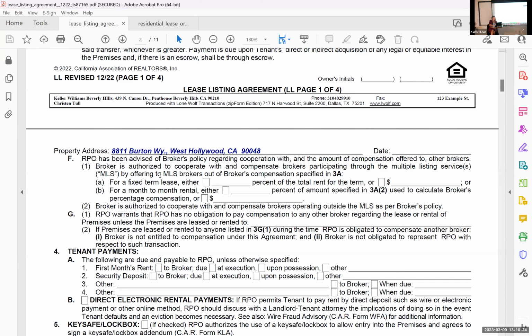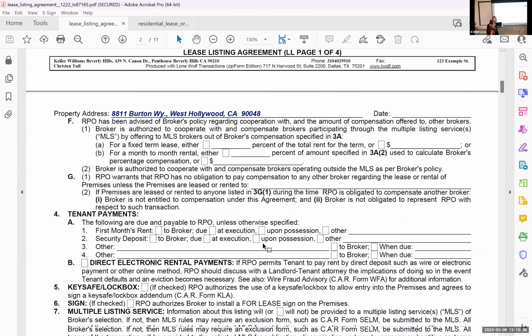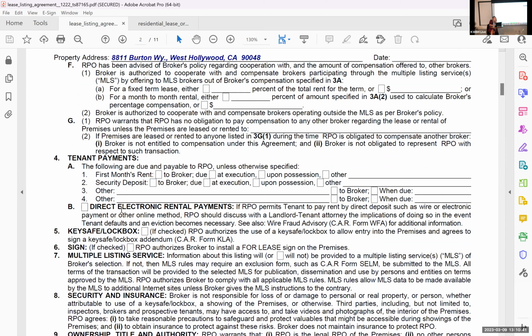Okay. All right. Broker is authorized to cooperate with and compensate cooperating brokers, the other agent, basically, if there is one. And so it'd be half of whatever dollar amount for whatever type of rental situation we're talking about, the long term, the short term. Tenant payments. Do you see that there is no last month's rent here? First month's rent is payable to, who do we have payable to? We have them payable to the rental property owner. We do not take rent payable to us or to Keller Williams.